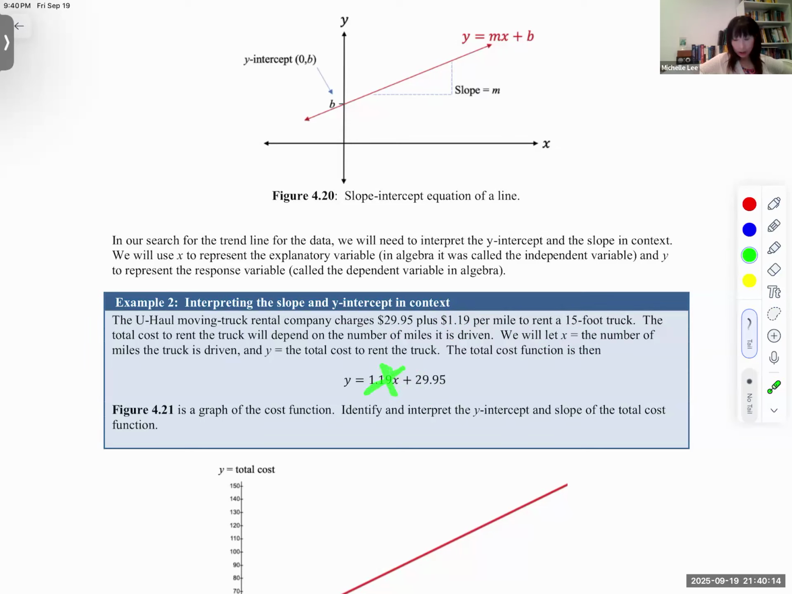At 0 miles, even though they didn't drive anything, they have to pay almost $30, which is $29.95. But if they drive only 1 mile, then there is an extra charge of $1.19. Yeah. That is $91.14. Okay. How do we draw the line?